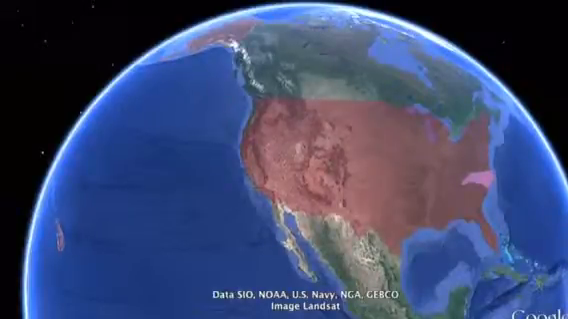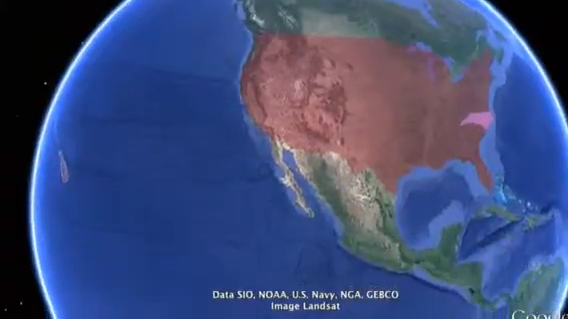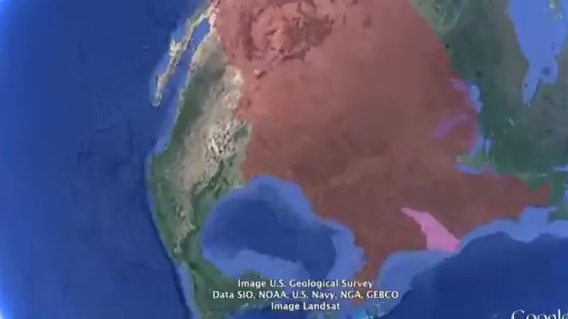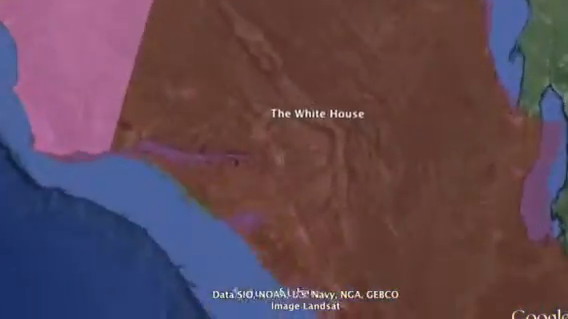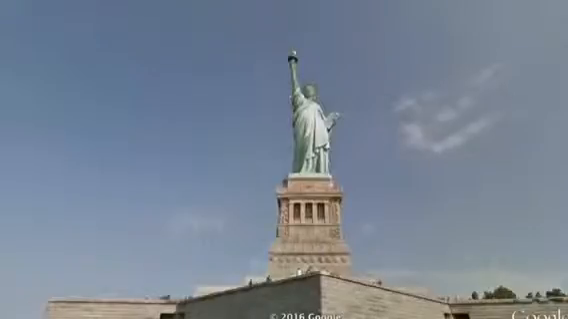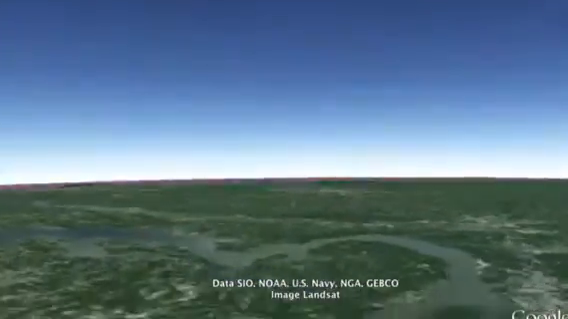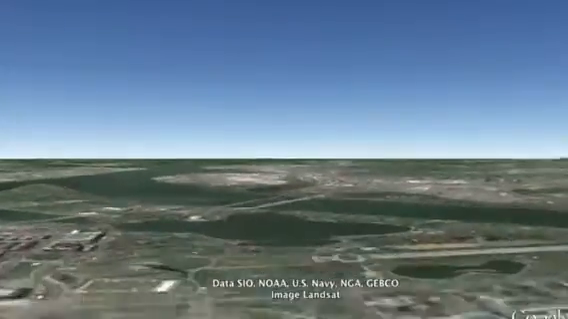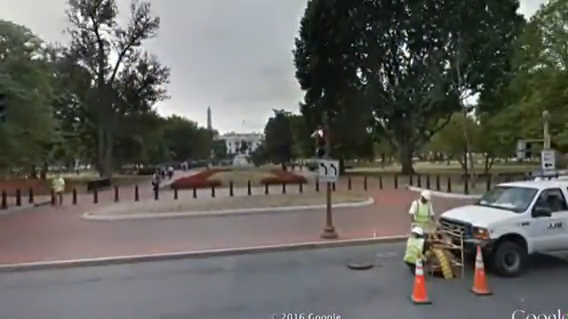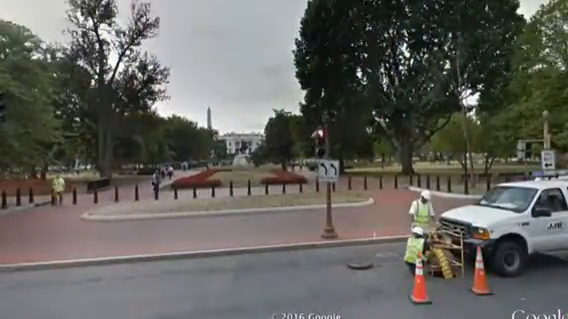Let's take a look at a few of the landmarks in the United States. One I'm sure you are aware of is the Statue of Liberty in New York. Next, let's go to the White House. This is where our president lives. This is the White House in Washington, D.C.